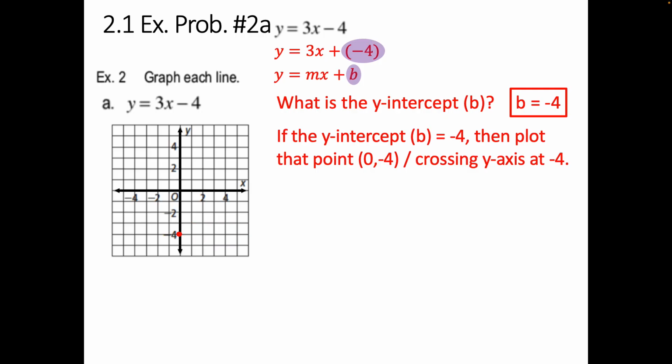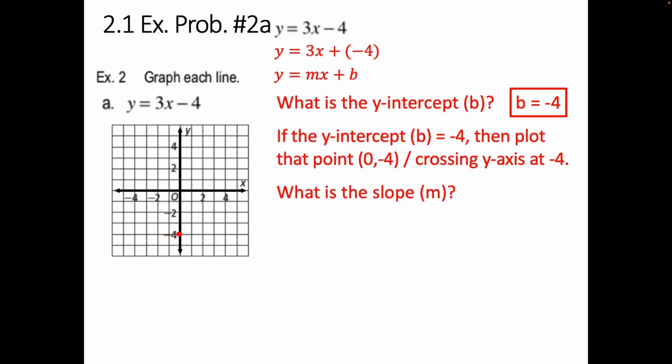Now to draw a line, all I need are 2 points. And I already have one through b. It tells us where we cross the y-axis. We already have that one. What I need is one more point. And to do that, I'm going to try to figure out what the slope is. And again, if it's in slope-intercept form, hopefully it should be really easy to figure out that in this case, y equals 3x plus negative 4 and y equals mx plus b, that m is in the same place as that 3.